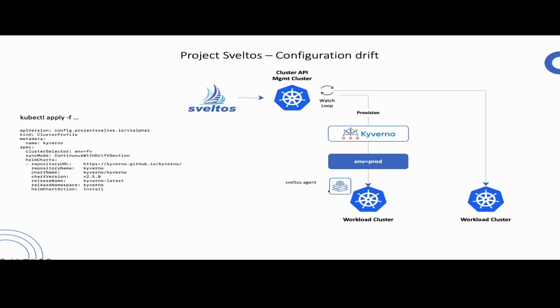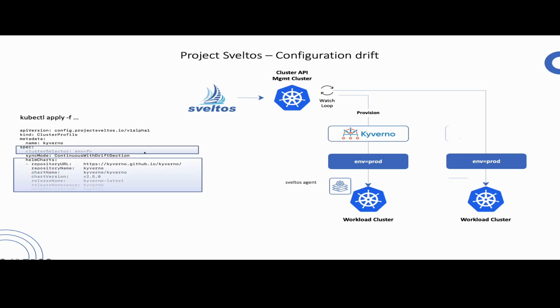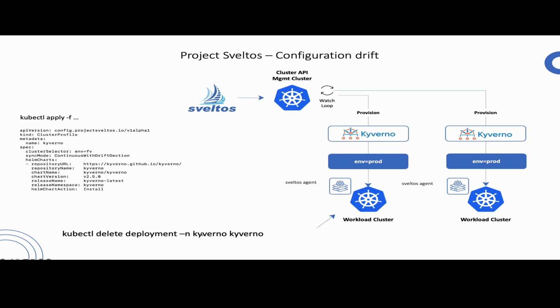And the Sveltos agent gets deployed as well because we have the sync mode set to continuous with drift detection. And now, because this other cluster is also matched, Kyverno gets deployed in this other cluster as well. Now, what this Sveltos agent is going to do in this case is watch for all the resources that Sveltos has deployed in this cluster, and this Sveltos agent running in this other cluster is going to watch for all the resources that Sveltos has deployed in this other managed cluster. So if someone now comes and issues this command to delete the deployment in namespace Kyverno directly in the managed cluster, the Kyverno deployment is going to be deleted.